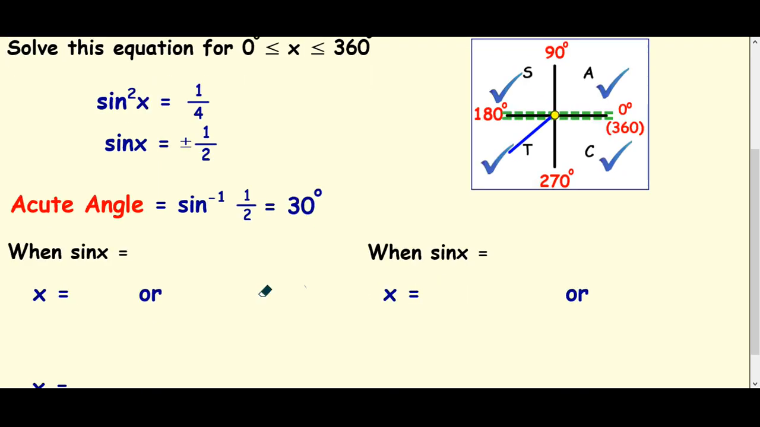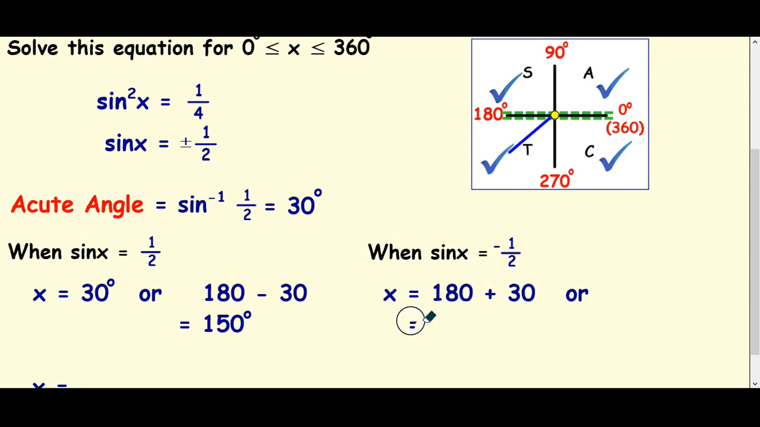Okay, so let's look at all our solutions, all 4 of them. So the first thing I want to do is, when it's a half, what's our answers? So that would be the first 2 answers here, the 30 degrees. Or to get into this quadrant, take away 180, and 180 take away 30. So that's going to give you 150 degrees. But we also want to know when sine x is equal to negative a half. So that's these 2 answers. So go forwards from 180 with your acute angle, or your base angle. That's going to give you 210. And then go back from 360. And that's going to give you 330. So there's all our 4 answers there.